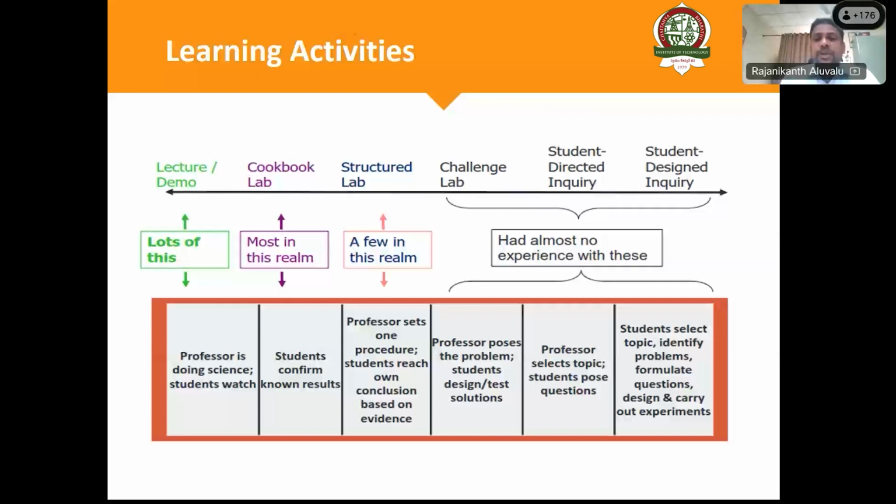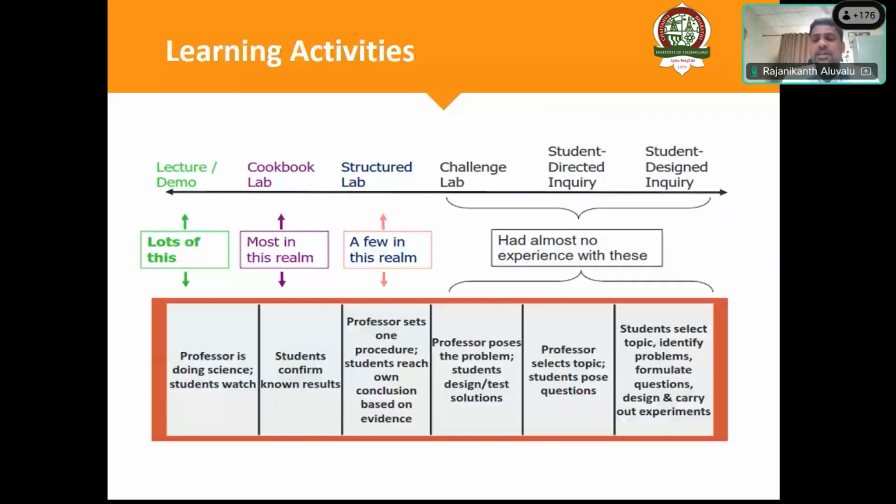Yeah. So in the challenge lab, what happens is the faculty will give an output or an outcome, and it's the student who has to define the problem as well as the approach to get that particular outcome. So this is what we call a challenge lab. Most hackathons do this, right? And the next maturity level is student directed inquiry.